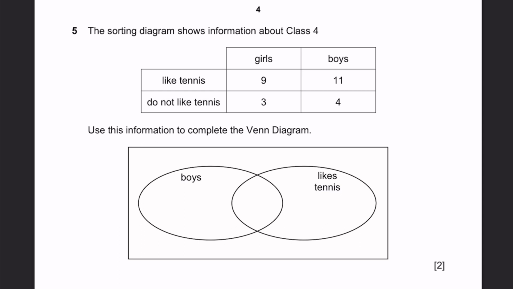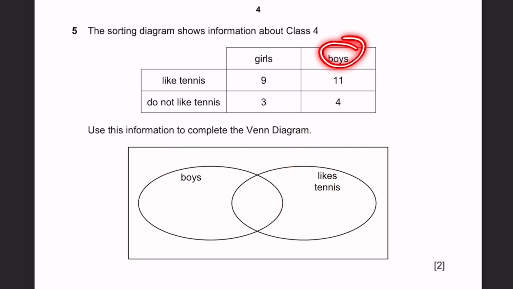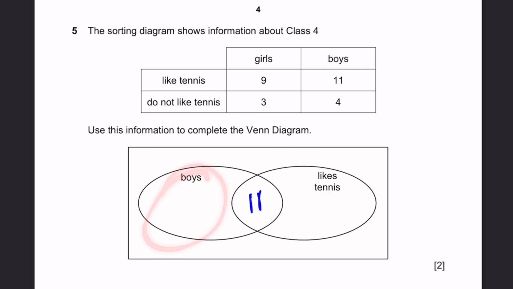Question 5. The sorting diagram shows information about class 4. The girls who like tennis, do not like tennis, and then the boys who like and do not like tennis. Use this info to complete the Venn diagram. So first let's see the intersection. It's the intersection between boys and likes tennis. So how many boys like tennis? 11. So you can put the number 11 in here. Now how many boys do not like tennis, which means inside here is 4. So 4 outside the intersection.